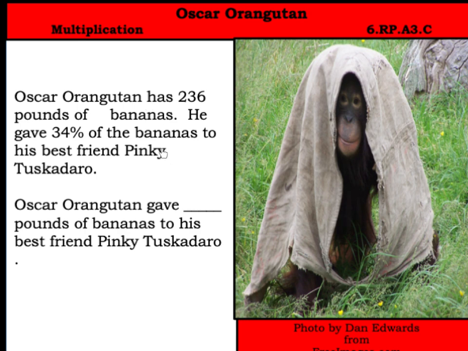First and foremost, make sure you have your notebook out and you're ready to take some good old notes, and here we go. Oscar Orangutan has 236 pounds of banana. Now, he gave 34% of the bananas to his best friend, Pinky Tuscadero.